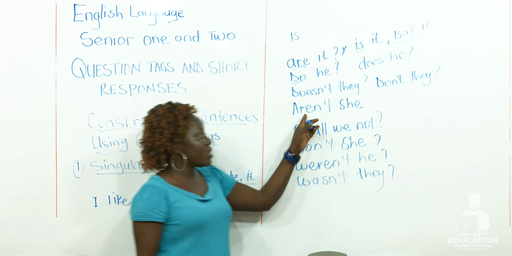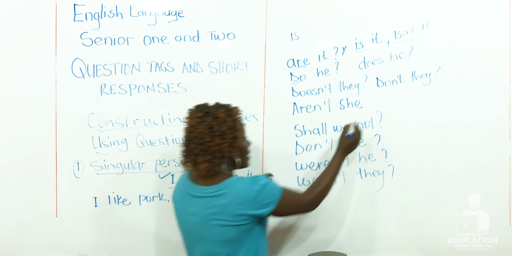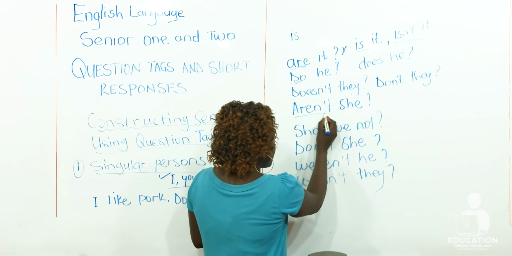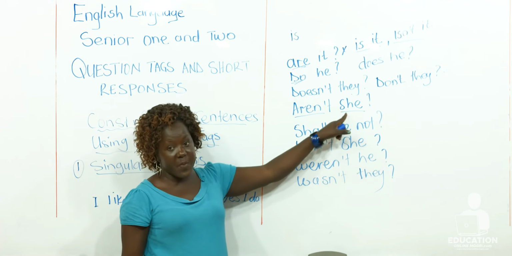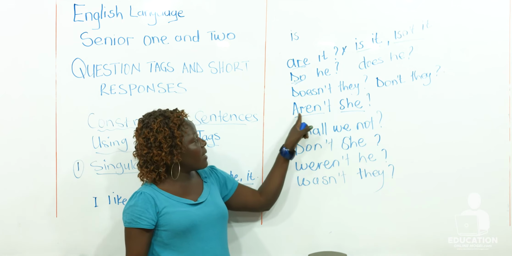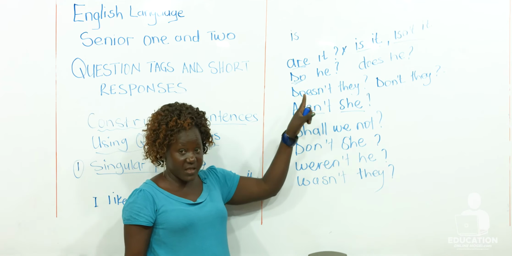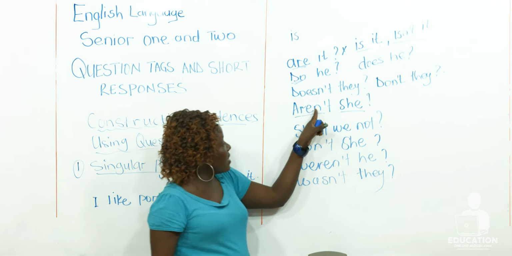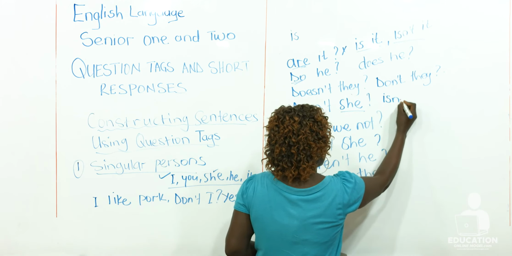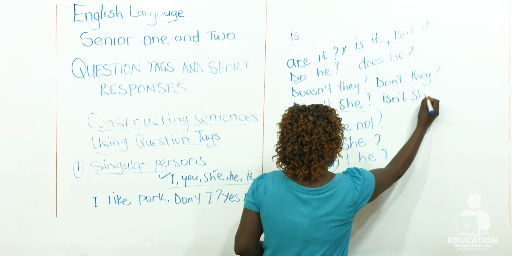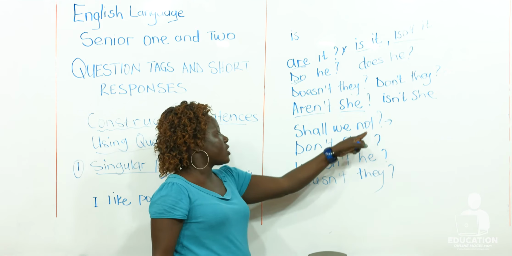Right. Then which rule have we broken here? Still the rule is still in plural and singular. She is singular form of third person. Then are is plural auxiliary of is. Therefore, it will be isn't she, and here, instead of shall we not, it will be shan't.